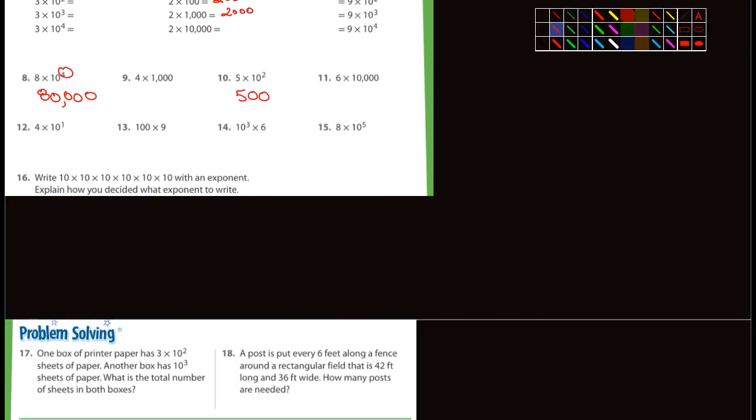Let's look at the bottom one here. Number 16, it says write 10 times 10 times 10 times 10 times 10 times 10 with an exponent. Okay? So it's going to be 10 to what? To what power? What exponent are we going to use? How many 10s do we see here? 1, 2, 3, 4, 5, 6.